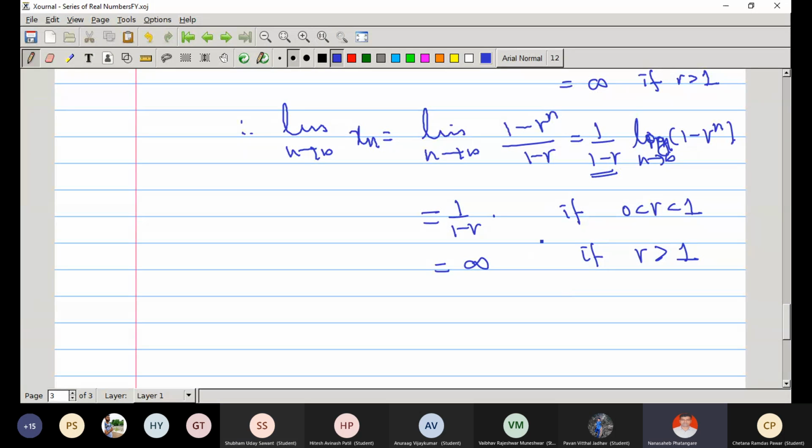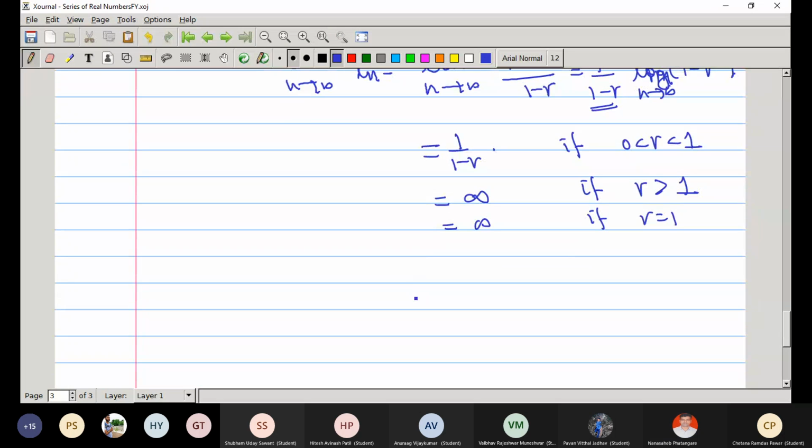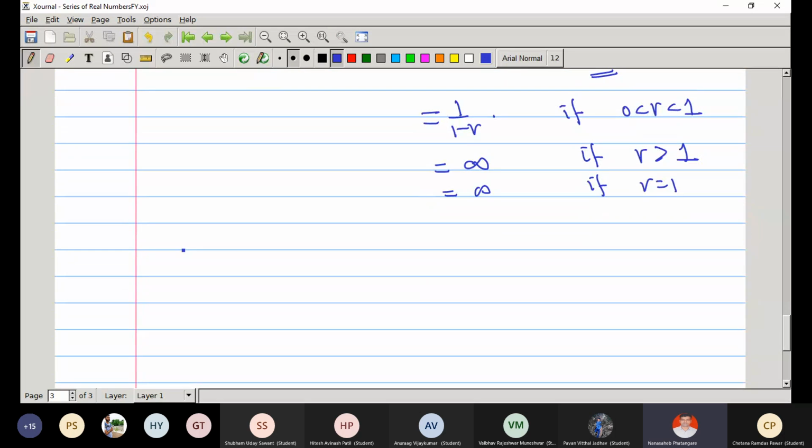Because the denominator is 1 minus r, if r is equal to 1, then also it is undefined. So that limit you can check, it is still infinite. So it's infinite if r is equal to 1 by other ways. So therefore, what is the conclusion?